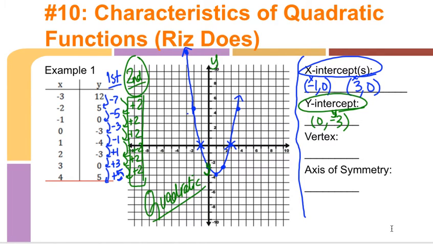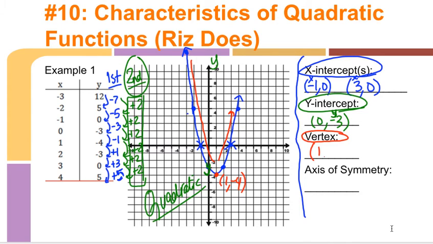Now the newer aspect that we're talking about is the vertex. So if I'm looking at the parabola and where it changes direction, if I'm moving from left to right, I notice it's going down, down, and then at some point, the vertex, it starts to go back up. So the vertex is actually right here, which is at +1, -4.